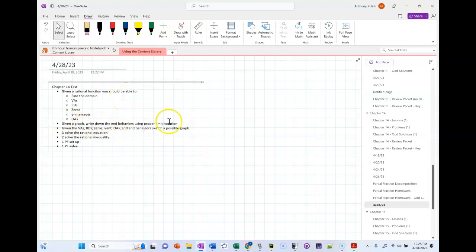Given a graph, you should be able to write down the end behaviors using the proper limit notation. If I give you the vertical asymptotes, removable discontinuities, zeros, y-intercept, other asymptotes, and end behaviors, you should be able to sketch a possible graph for the function. You'd be able to solve 3 rational equations, solve 2 rational inequalities, 1 partial fraction setup, and 1 partial fraction solve. What? No story problem.